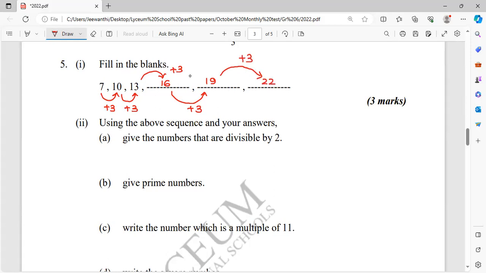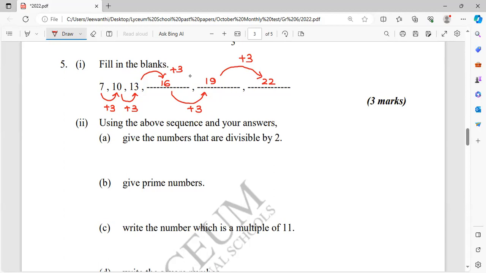So first you want to identify what is the gap between each term. So 7 to 10, it is plus 3, right? 7 plus 3, 10. 10 plus 3, 13. 13 plus 3, 16. 16 plus 3, 19. 19 plus 3, 22.